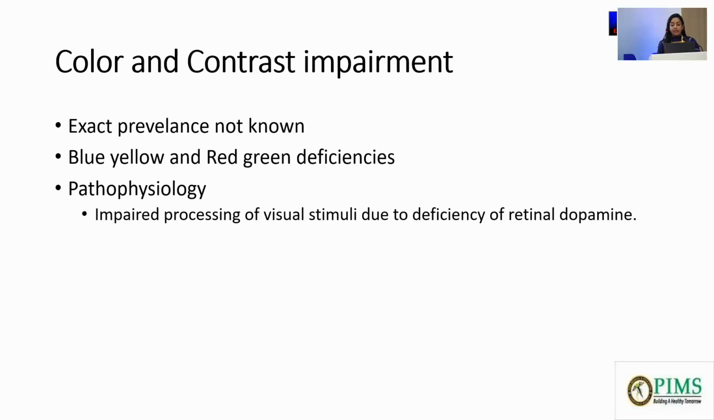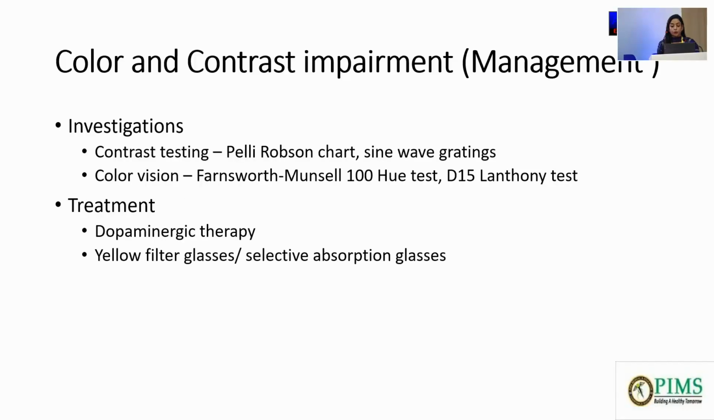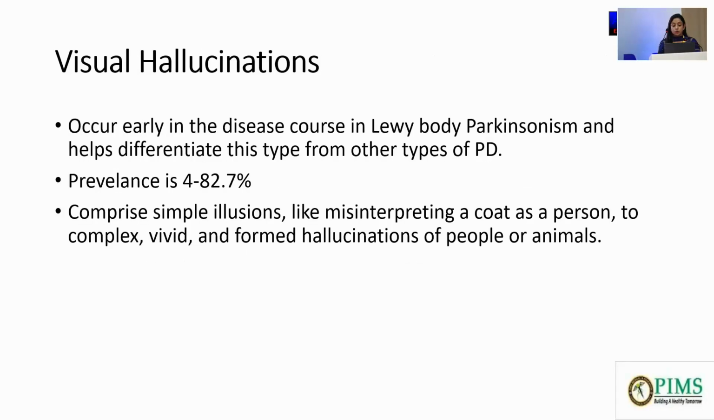Color and contrast impairment: exact prevalence is not known, but the most commonly seen ones are blue, yellow and red-green deficiencies. The pathophysiology consists of impaired processing of visual stimuli due to deficiency of retinal dopamine. Treatment consists of dopaminergic therapy and prescribing yellow filter glasses or selective absorption glasses to the patient.